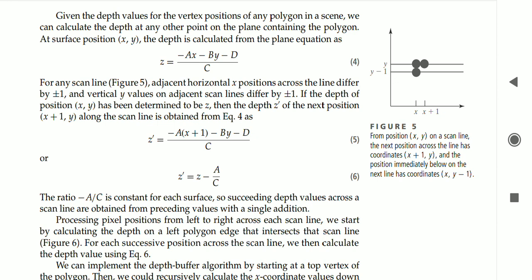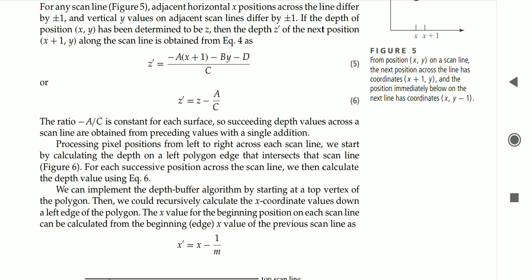That equation can be rewritten as equation number 6. Can you tell me how it can be converted to 6? Why are the other parameters removed? I told you already, we are calculating only on the z side. So x, y and the constant value, all will become 0. Only the c value will be taken, correct? So by applying 0 on the remaining x, y and constant d, equation number 5 becomes equation number 6: z dash equal to z, where z is the actual depth I want to measure, minus a divided by c, and you can understand that is a constant. Okay.